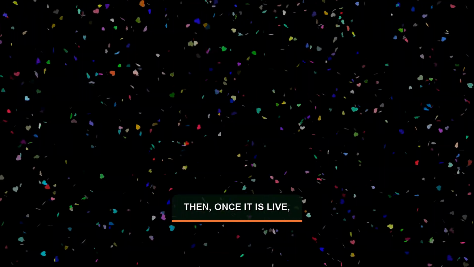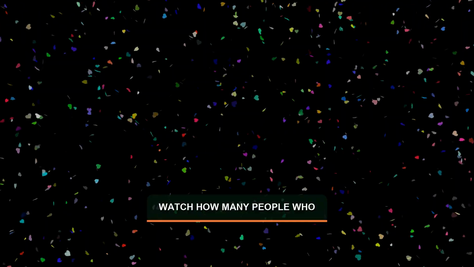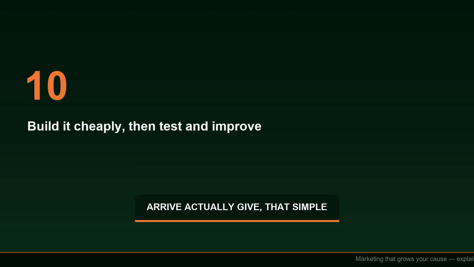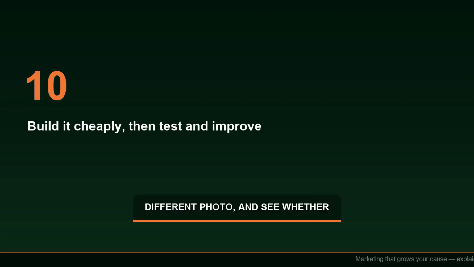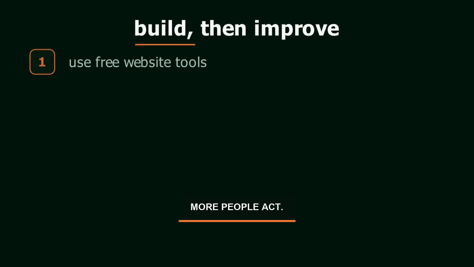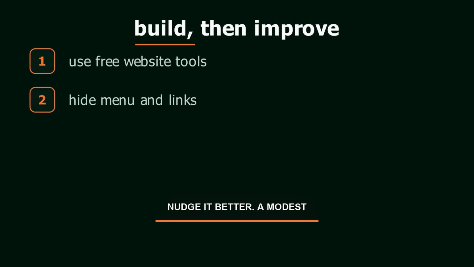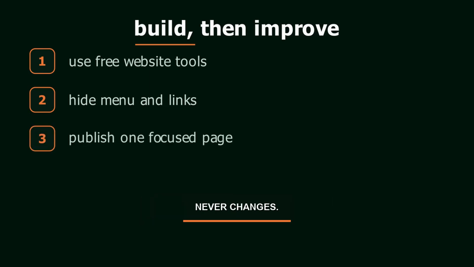Then, once it is live, improve it gently. Watch how many people who arrive actually give. That simple ratio is the number that matters. Try one change at a time. A clearer headline, the button higher up, a different photo, and see whether more people act. Do not chase perfection. Just make one honest page. See how it does, and nudge it better. A modest page you steadily improve will outrace a grand one that never changes.